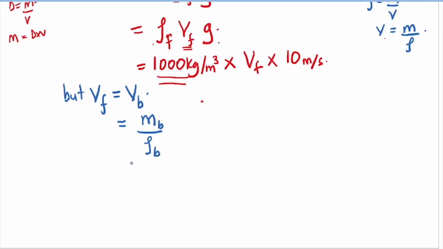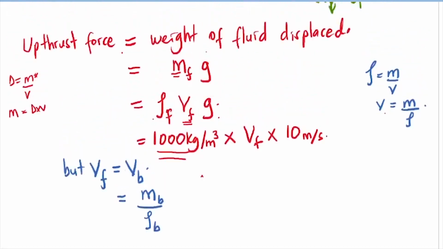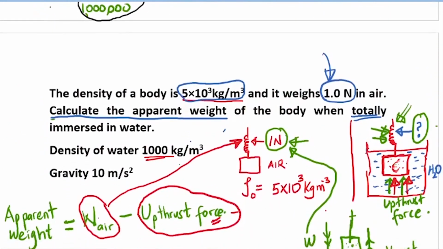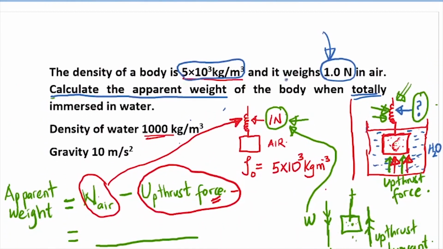So going back to our question, do we have any information for the mass of the body? We do not have the mass, but we have the weight. I hope you know the difference between weight and mass. Let's do some side work up here. Weight is equal to mass times gravity. We know that the weight, which is 1 Newton, is equal to the mass multiplied by gravity, which is 10. We're interested in the mass, so we make m the subject of the formula.